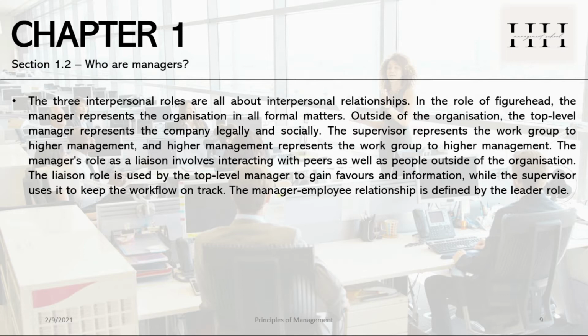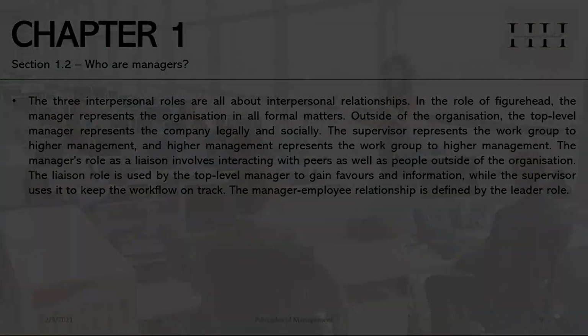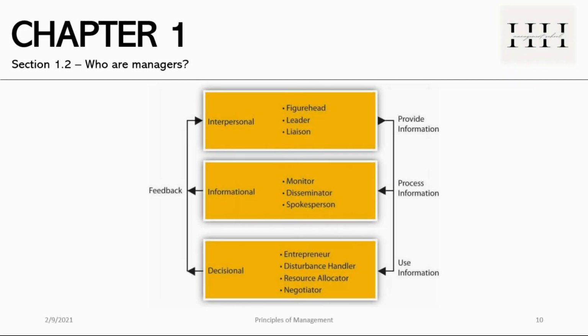The liaison role is used by the top-level manager to gain favors and information, while the supervisor uses it to keep the workflow on track. The manager-employee relationship is defined by the leader role. Please take a moment to look at the diagram. The diagram shows the 3 interpersonal roles. The 10 managerial roles by Professor Henry Mintzberg.